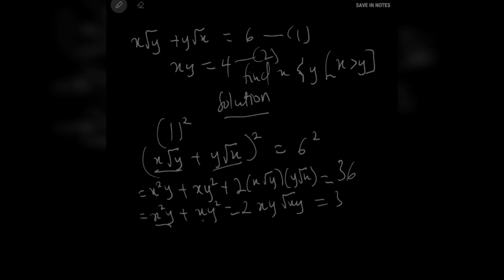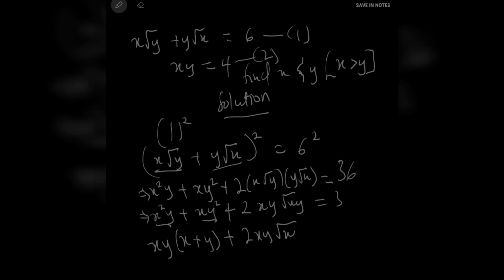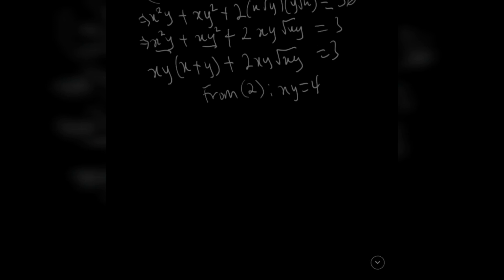Now from these two terms we can factor out xy. So bringing out xy, we'll be left with x plus y, then plus 2xy root xy equals 36. Okay, but what is xy? From equation 2, xy is equal to 4, so we can replace xy with 4.